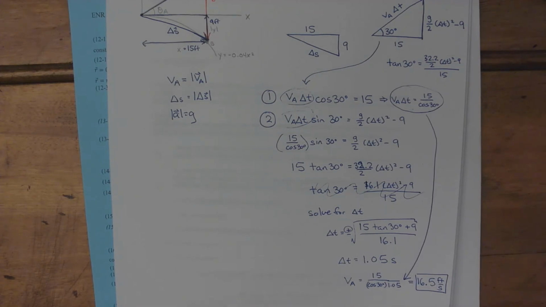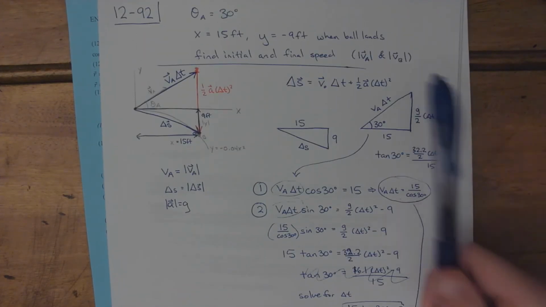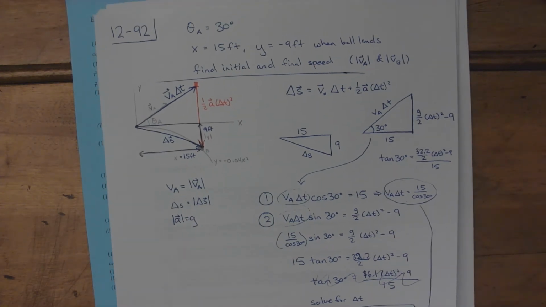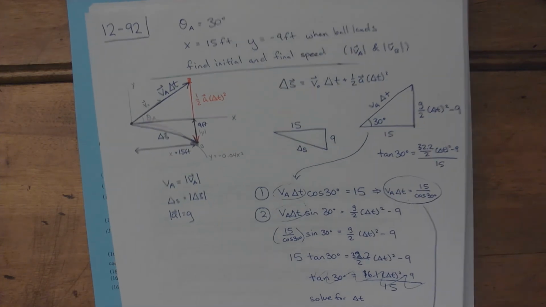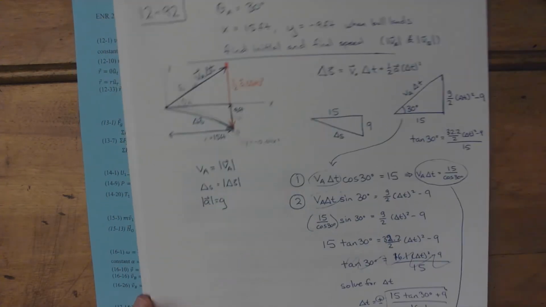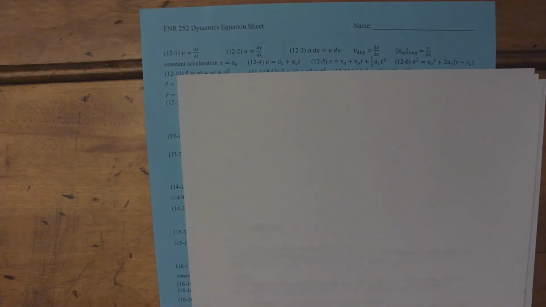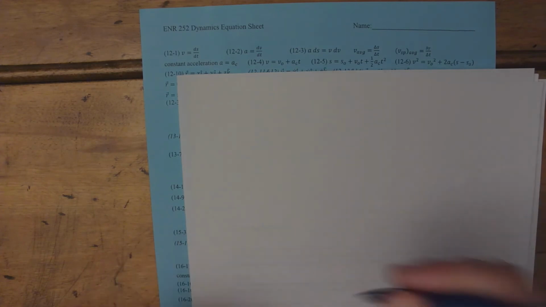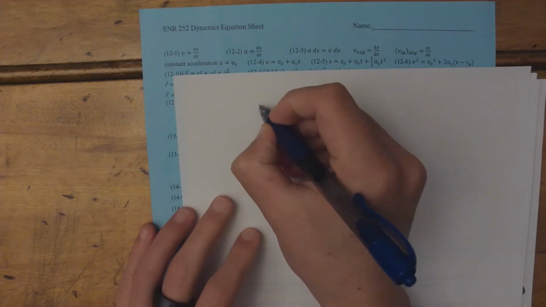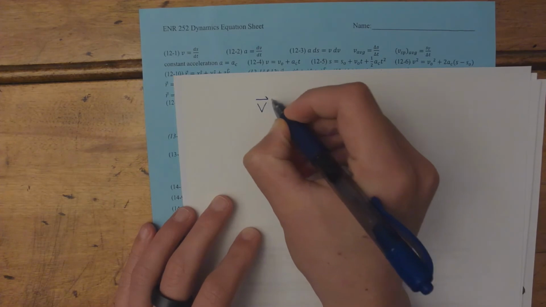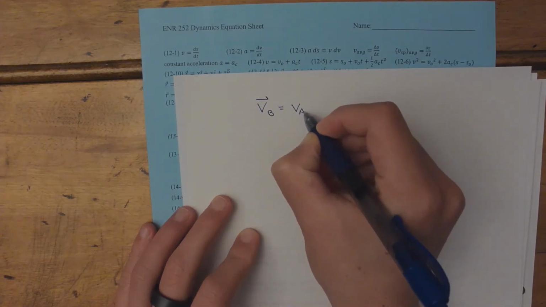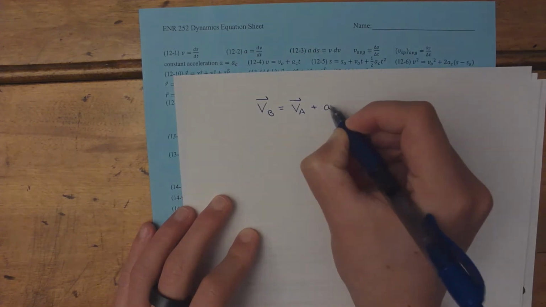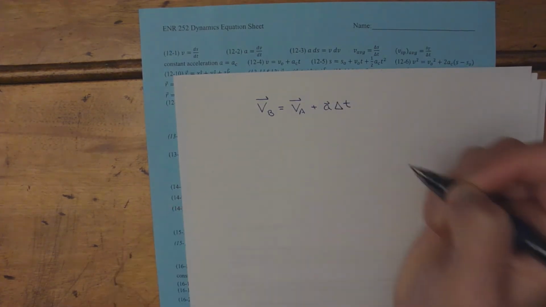Now, we want to find the final speed, which is VB. Nowhere in all this work that we have is there a VB. We need a second equation for that. That equation is equation 12.4, but we are going to write it in vector form. Let's write it as V final, which is VB for this problem, equals V initial, which is VA, plus the acceleration times delta t.